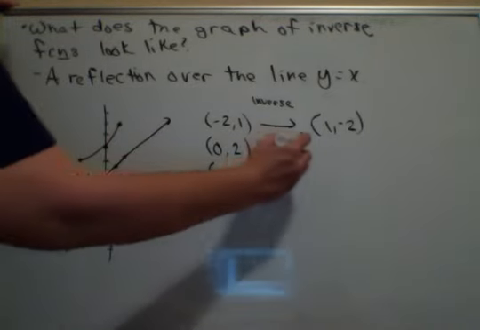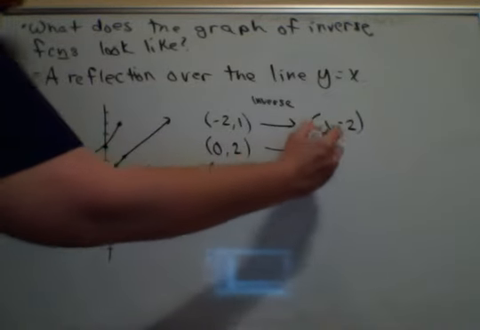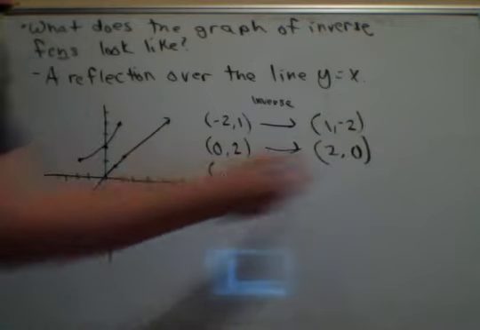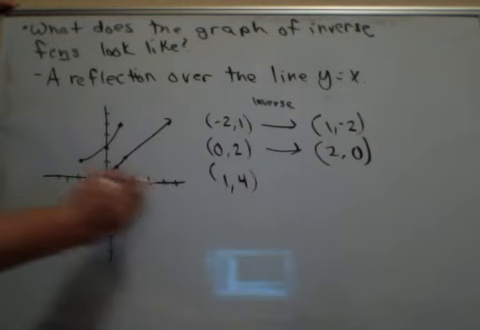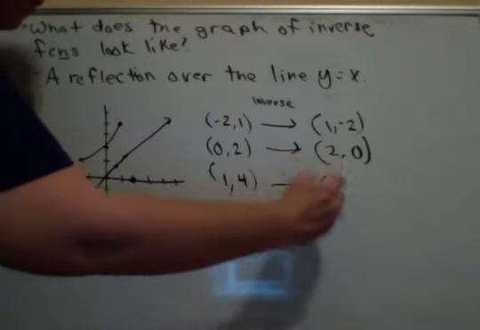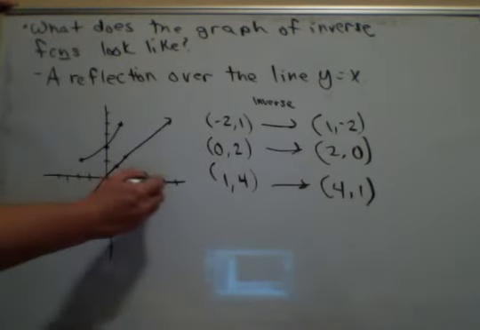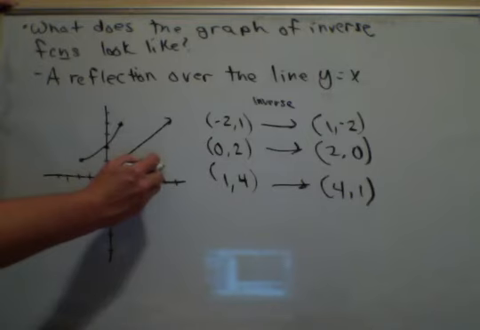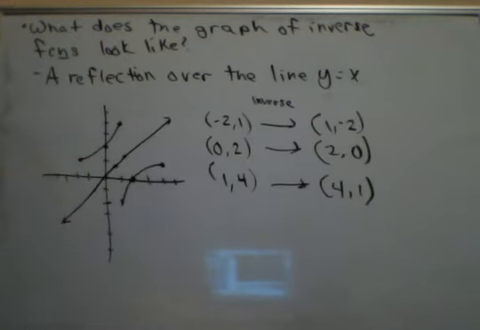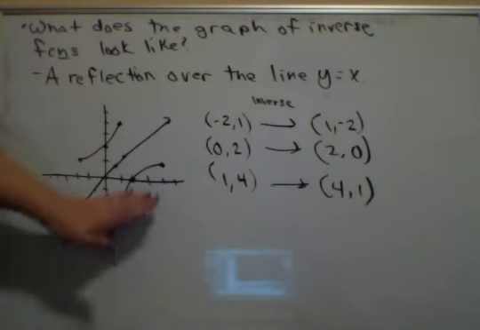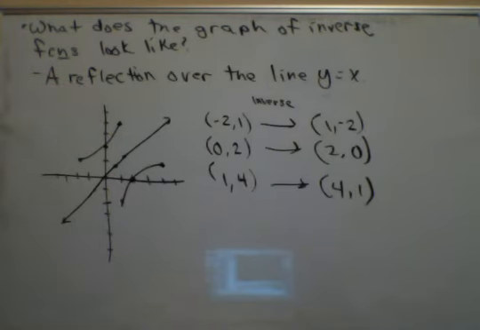Okay. When I switch the roles of x and y for the point (0, 2), I get (2, 0), which would be here. And when I switch the roles of x and y on this third point, I get (4, 1). So over 4, up 1. And you can see that if I graph those, they look pretty much like we took this piece of this function and reflected it over the line y equals x.